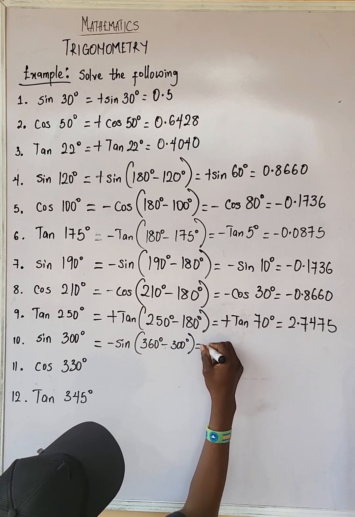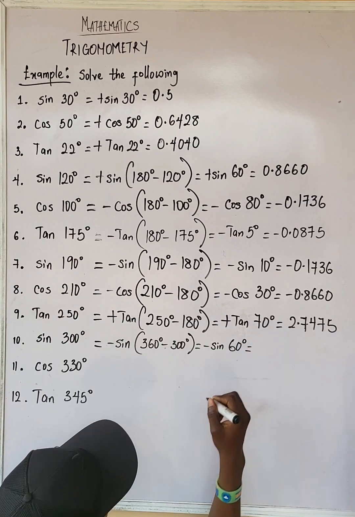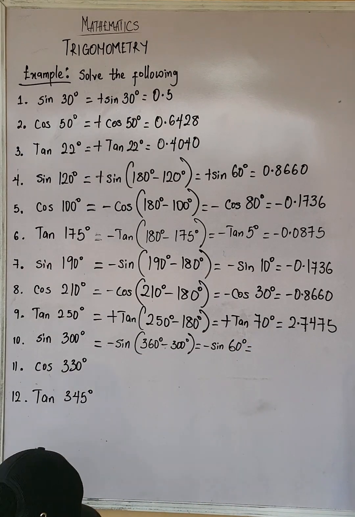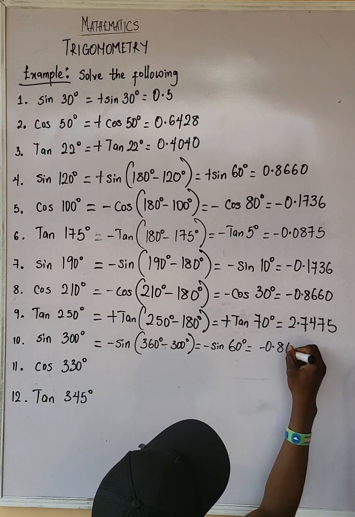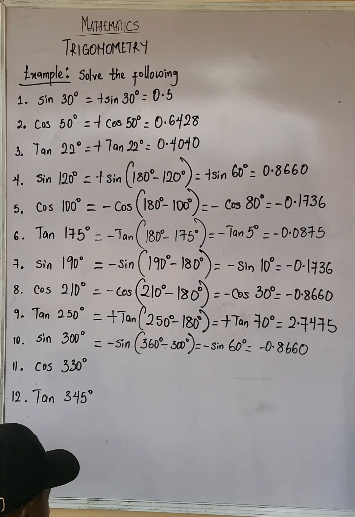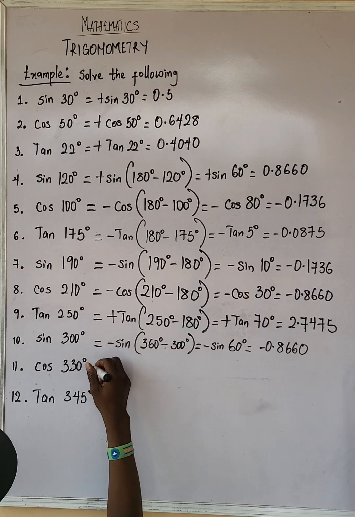And what do we have? That will be minus sine 60 degree. So when you press minus sine 60 degree, that will give us minus 0.8660, right? So let's check. Press sine 300 degree direct. You see, it gives us the same answer. So it will definitely give us the same answer.